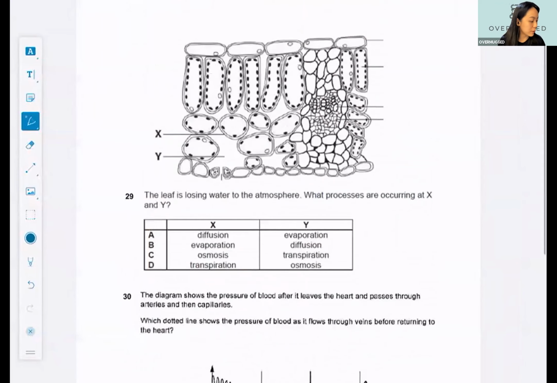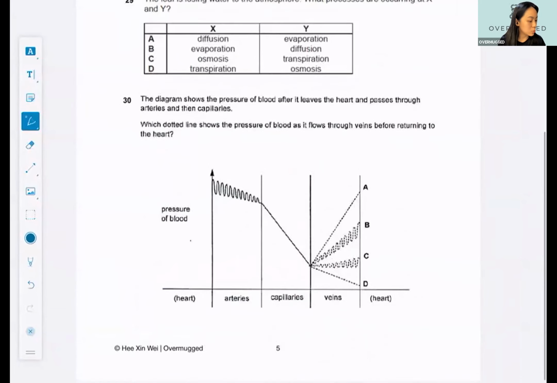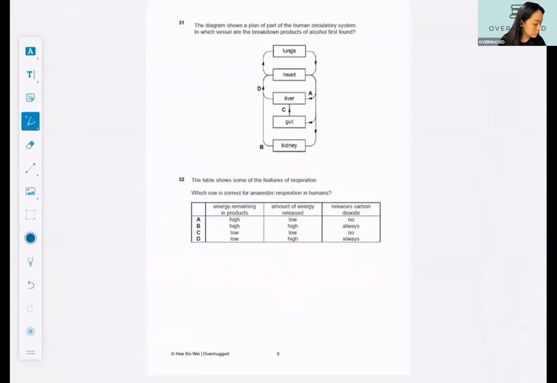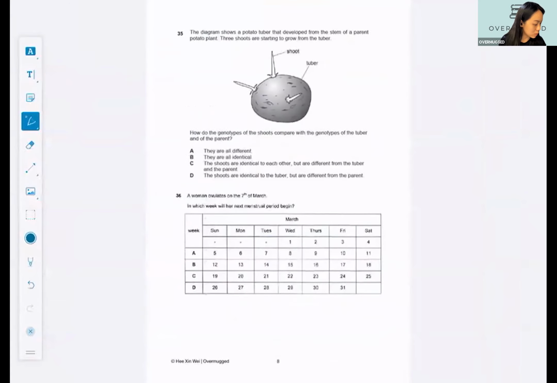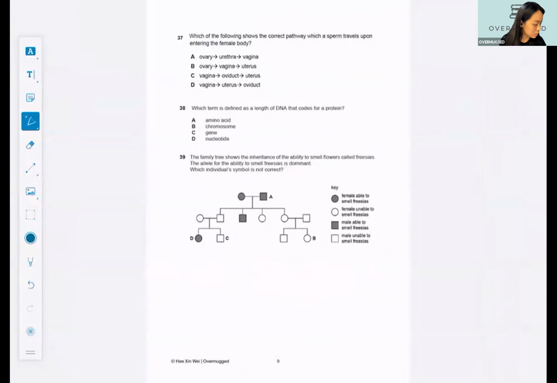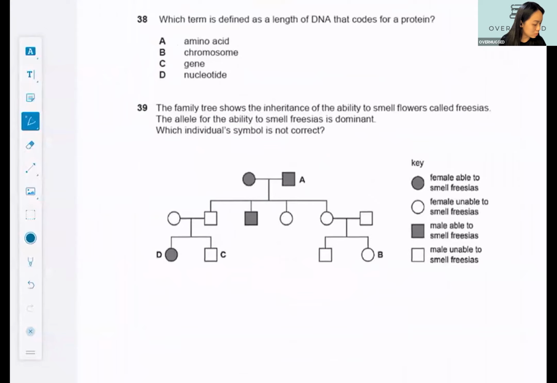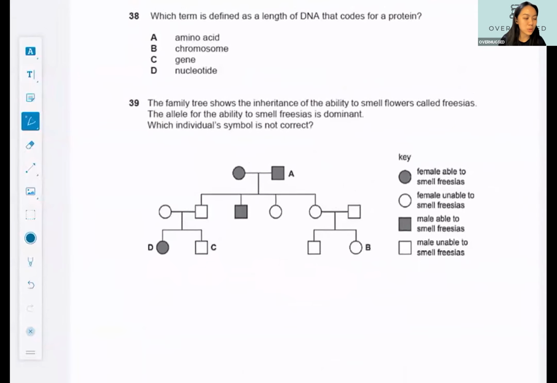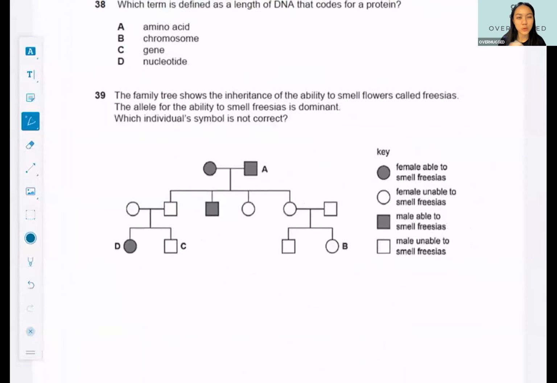This question should be fine. Also should be fine. It's okay. I am just gonna take it as people usually have some issue with inheritance. So I'm gonna talk about 39 and 40.